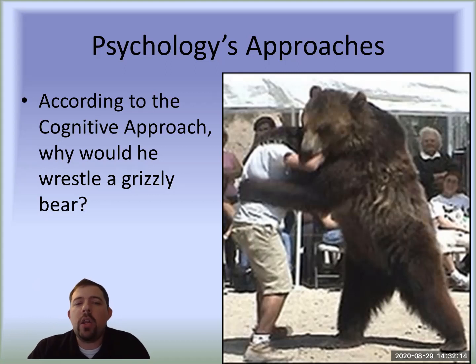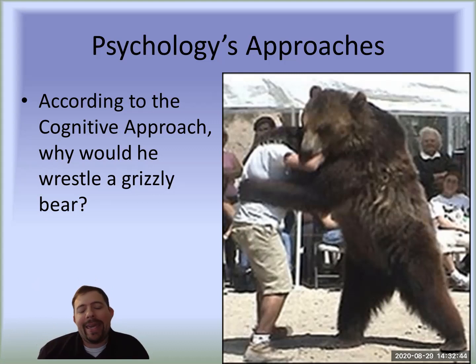So as you are looking at your responses, you need to make sure that you're actually engaged in some sort of mental process, a decision that he made that led him to wrestle the grizzly bear. So these can vary widely, and that's okay. But what I'm looking for when I'm looking for a cognitive approach answer is, was there a conscious decision that shows a chain of mental processes?